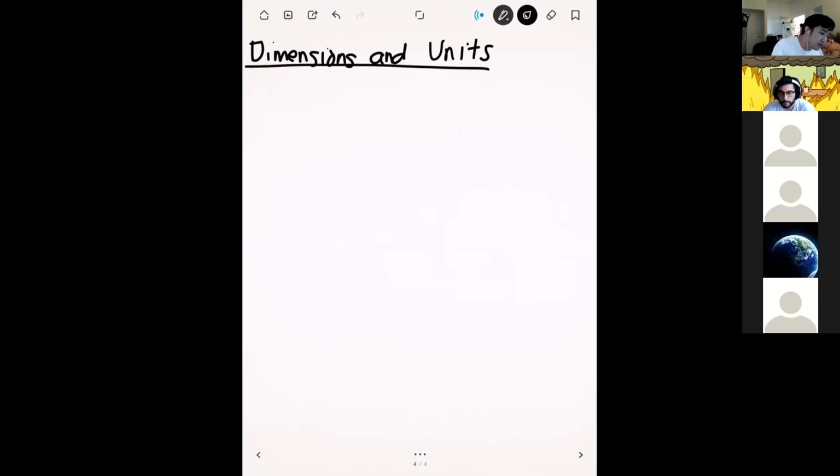All right. So first, let's throw some definitions. So let's first define dimensions. Okay. So dimensions are the physical measures by which variables are expressed.